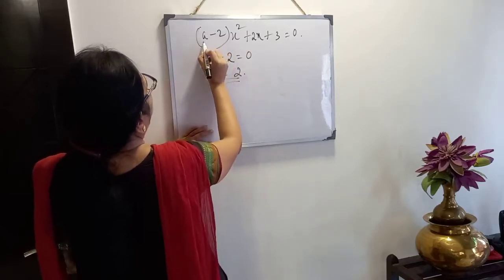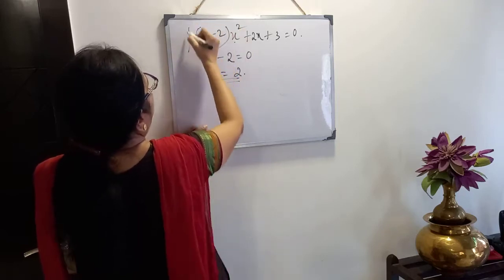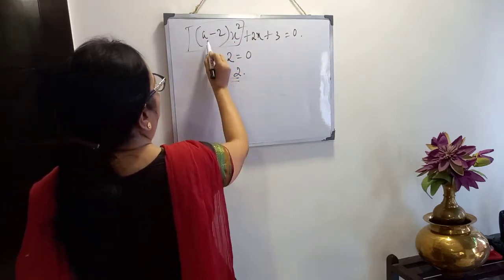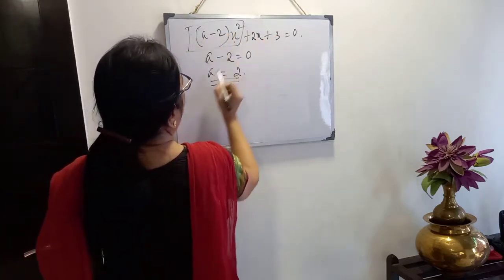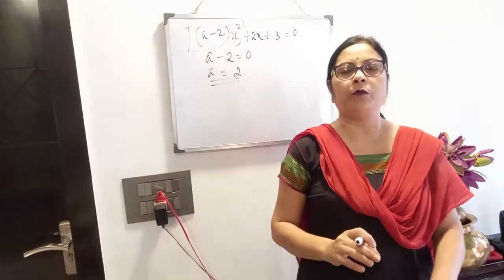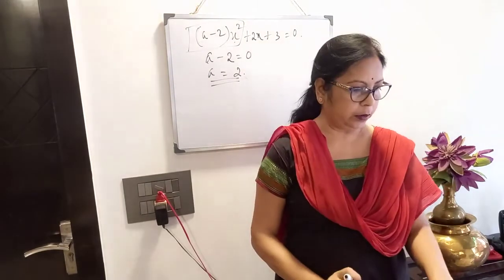If I put 2 here, 2 minus 2 is 0, so 0 into x square means 0. Then this term will vanish. So for what value of a will this not be a quadratic equation? For the value 2, it will not be a quadratic equation.